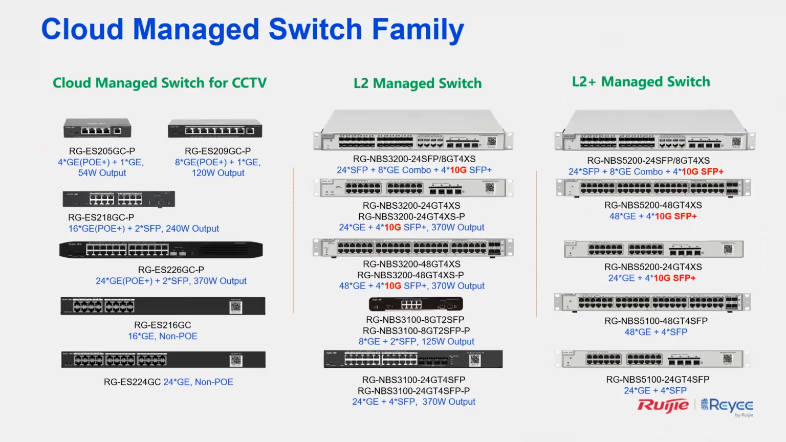This is the switch. We have more models and more cost-effective models for Reyee, and many features we provide for the switches. We have 3 series: ES200 for CCTV projects, NBS 3K is a layer 2 managed switch, and NBS 5K is layer 2 plus. I will start one by one.